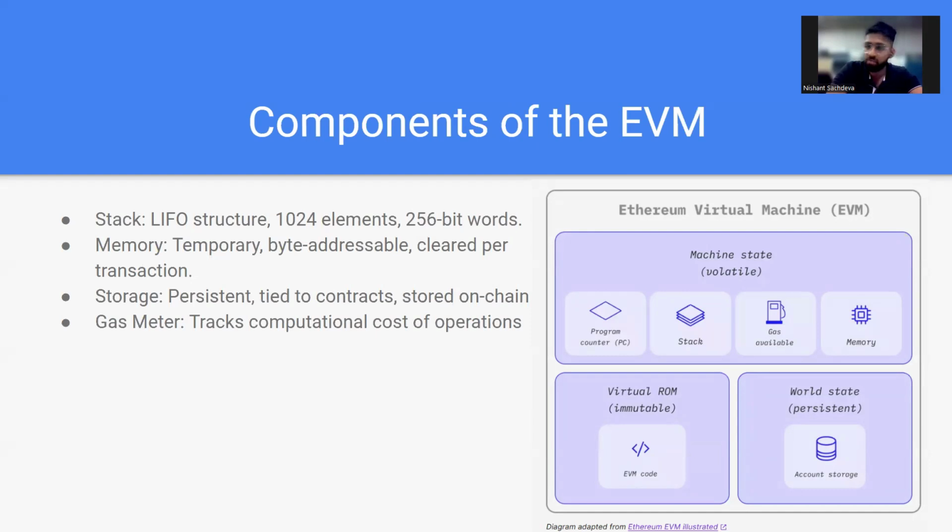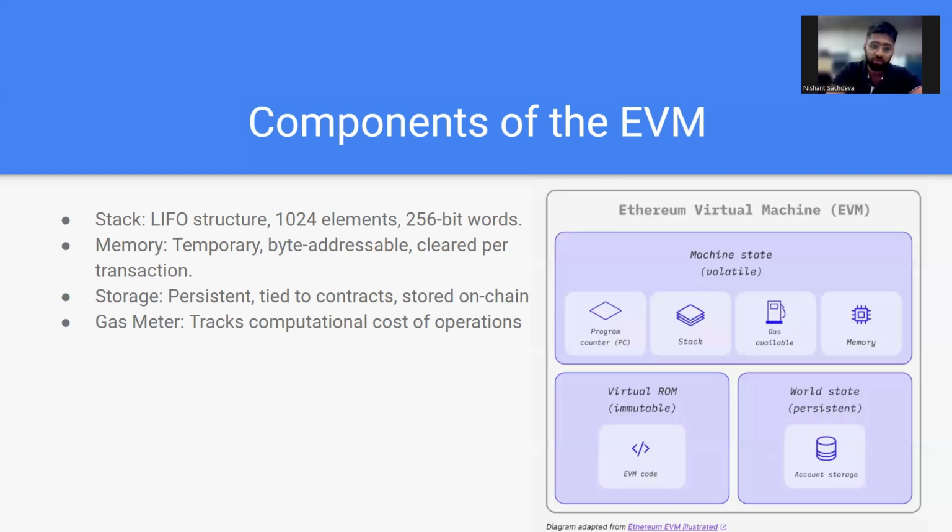So there's a stack, which is a last in, first out structure. It has 1024 elements, and each element is a 256-bit word. 256 because that's most compatible with the hash functions that Ethereum deploys. For every transaction, a byte-addressable array memory is used during the transaction, and once the transaction is done, the memory is removed.